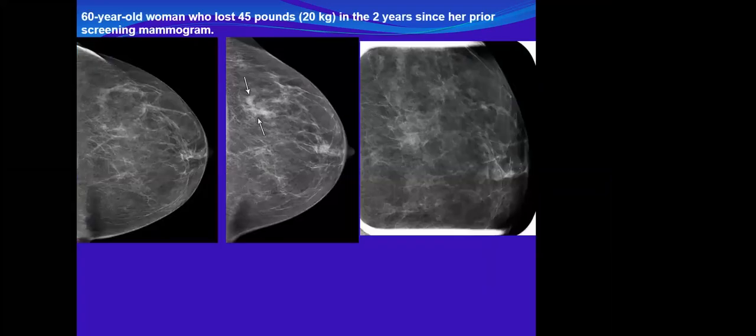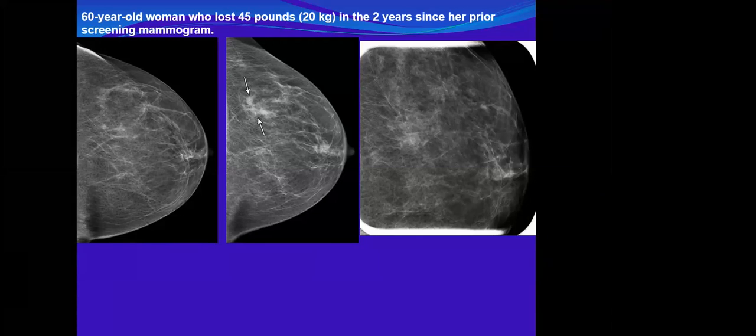Otherwise, we have to consider it suspicious, regardless of whether it is seen in a single projection or in two projections. This example is a 60-year-old lady who lost 45 pounds, or 20 kilos, in the 2 years since her prior screening mammography. So this is the earliest, this is after 2 years, and this is a spot. What is your impression? There is a developing asymmetry. Yes, developing asymmetry. Okay. So what is your impression?